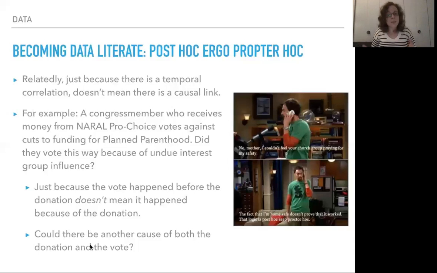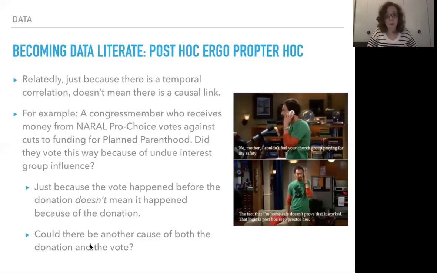What probably happened is the NRA found a candidate who was very anti-assault weapons ban and gave them money to ensure that this candidate, who had already said, I would vote against an assault weapons ban, ends up in Congress so that they can then vote against it, right? So the donation and the vote were both caused by this person's pre-existing opinion that there shouldn't be an assault weapons ban. That actually tends to be what's happening.